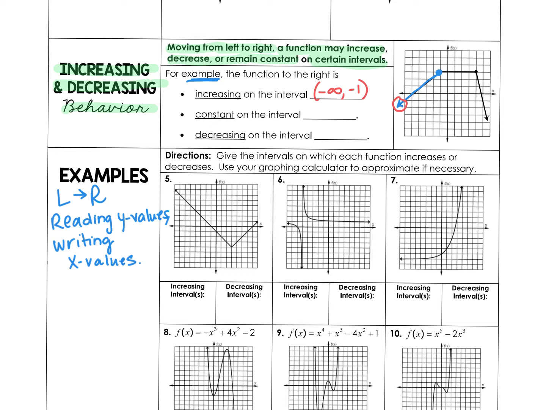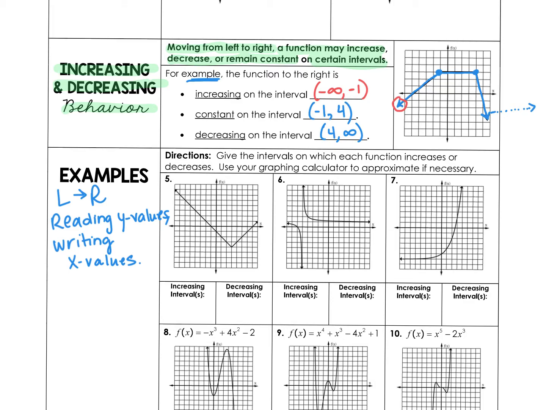After that, I don't go up or down, I just remain constant. And I remain constant between the interval, and I'm writing the x values, between -1 and 4. And then from there, I'm going down, down, down forever. And so this interval, I start decreasing where x is 4, and I decrease all the way to infinity as x moves to the right.